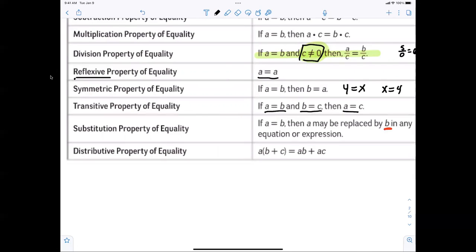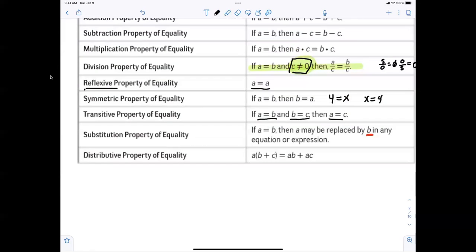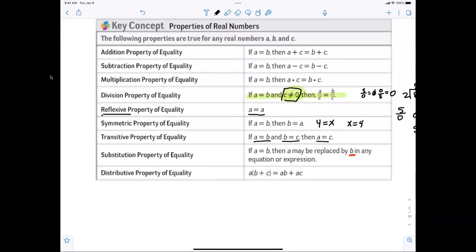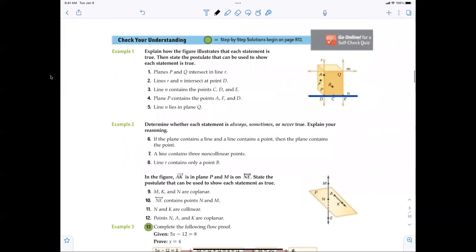And of course, the substitution property, if A equals B, then B can be replaced with any expression or equation. All right, you'll see that. And of course, we know the distributive property. We've done that thousands of times. So again, those are just the properties that allow us to handle the proofs. So with that being said, let's jump into our problems here.